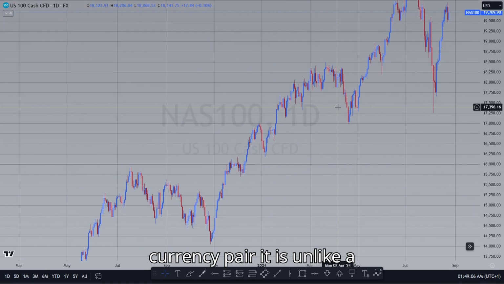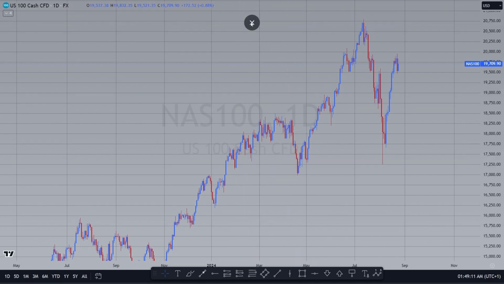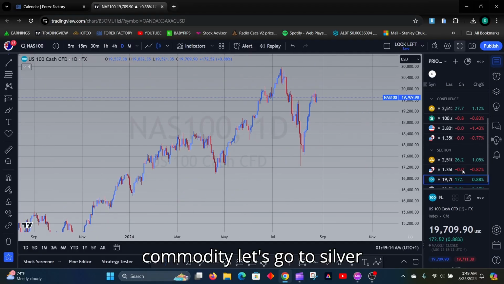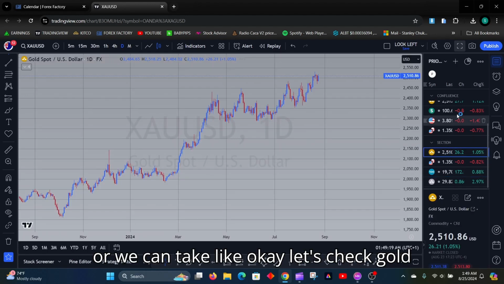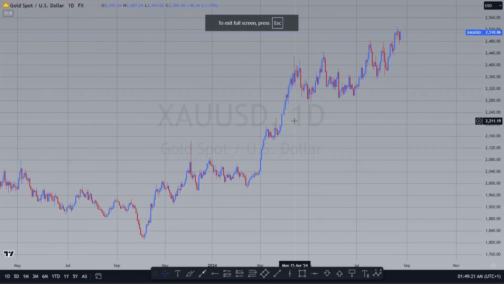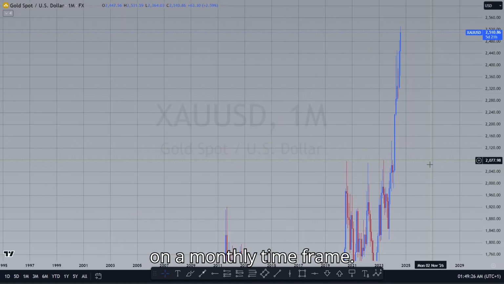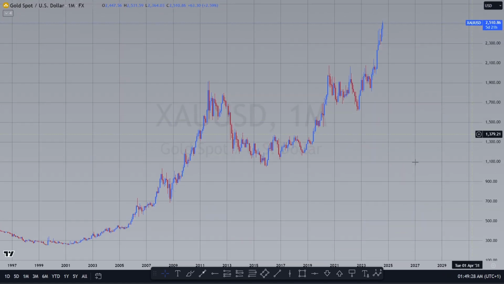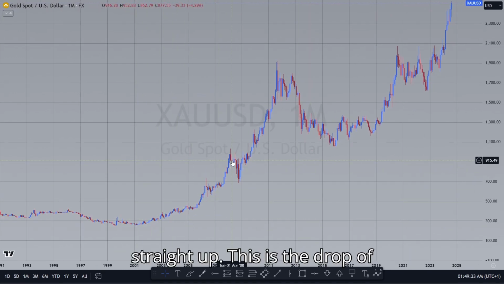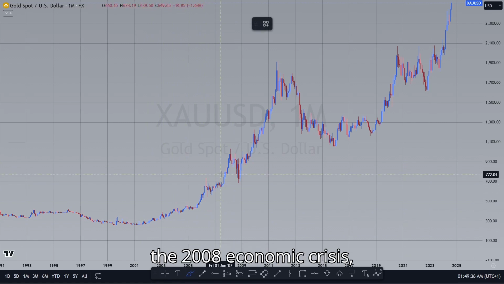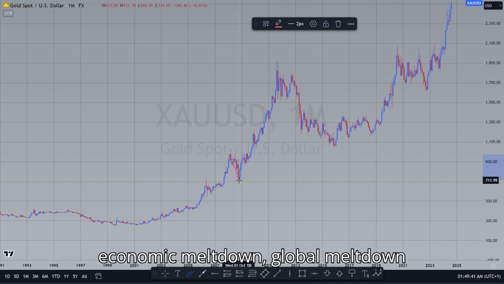But it is unlike a currency pair. Let's go to commodity. Let's go to silver. Or okay, let's check gold. Let's check gold on a monthly time frame. You can see how defined gold has been. Straight up. This is the drop of the 2008 economic crisis, the global economic meltdown.